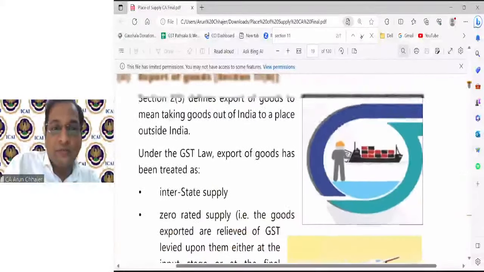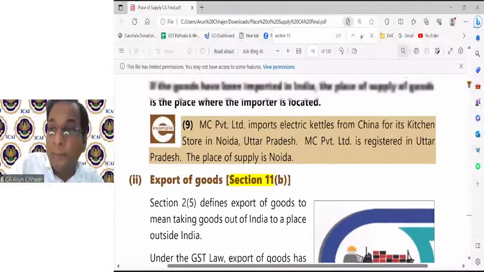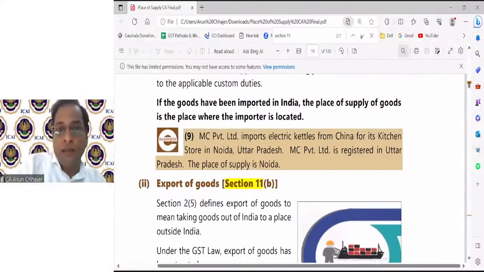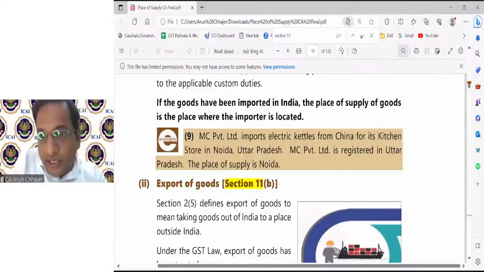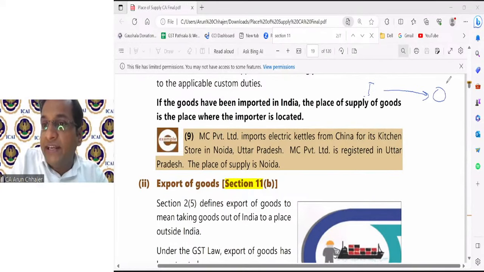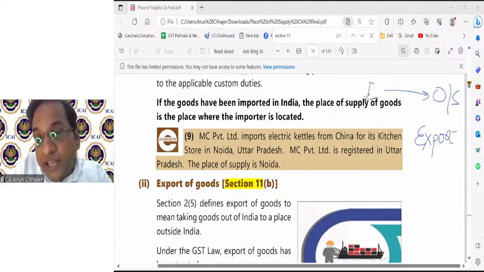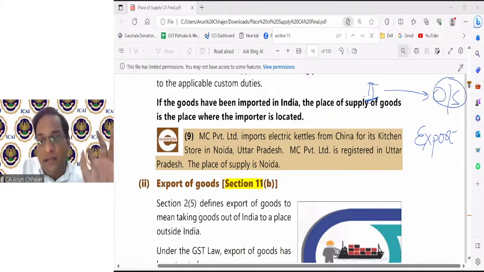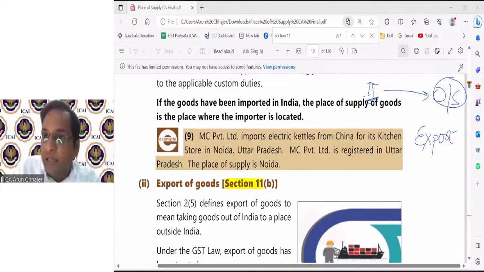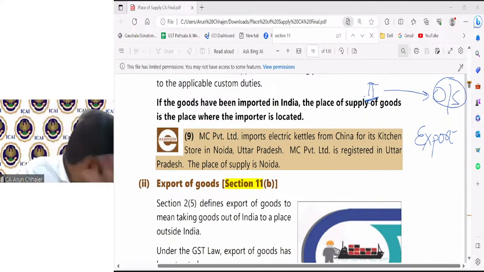What is the definition of export of the goods or import of the goods? Simple physical movement. If I am sending the goods from India to outside India, it is export. It is immaterial to whom you are raising the bill. It is immaterial whether the parties or the customer belong to India or outside India.